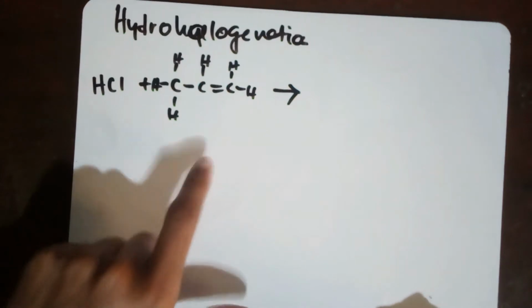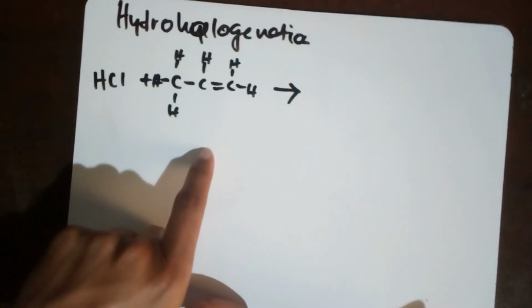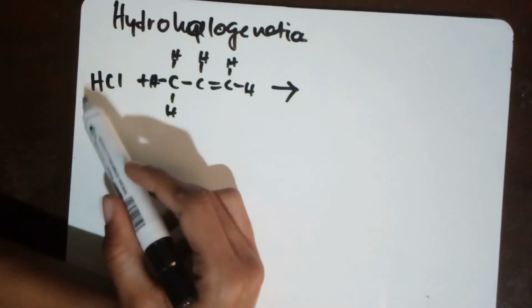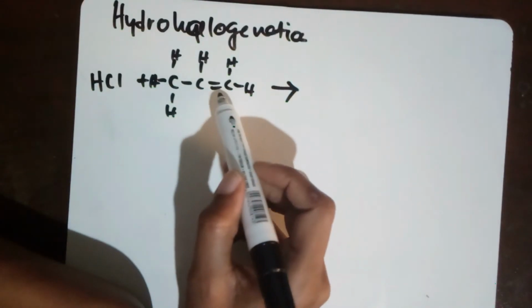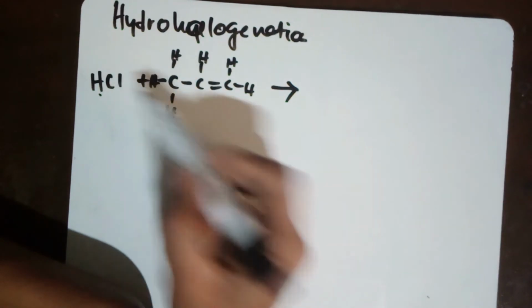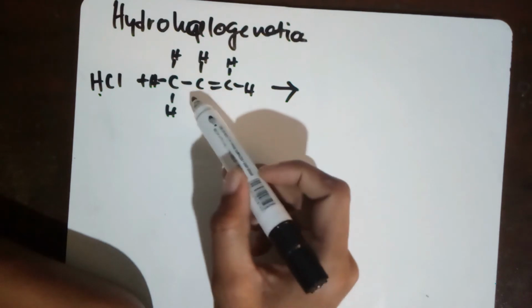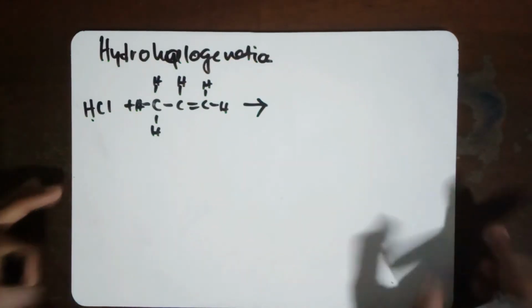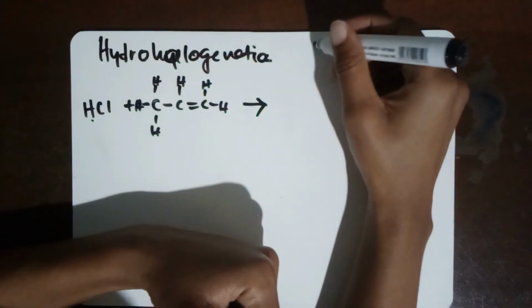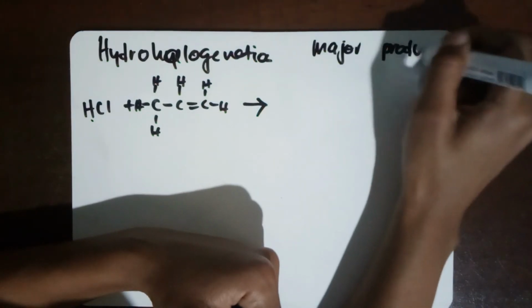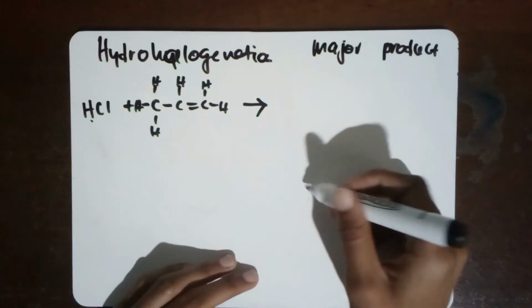But there's an important consideration here that we have to make. In this type of reaction, the double bond will break, and then hydrogen will be added to one carbon, and chlorine will be added to the other carbon. But which carbon gets hydrogen and which carbon gets chlorine? In this regard, we can form either a major product or a minor product.